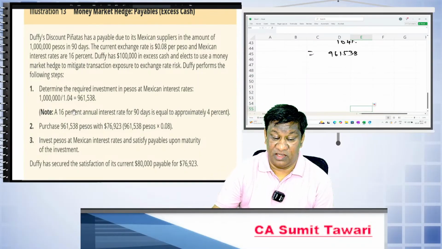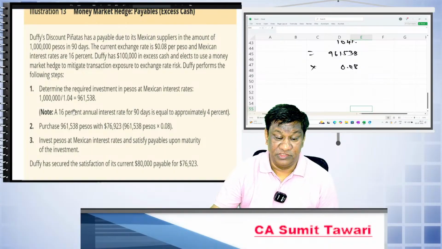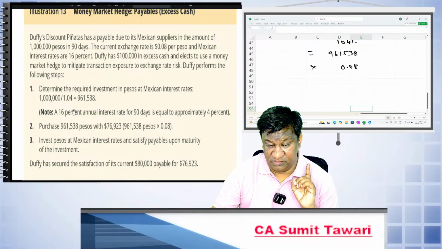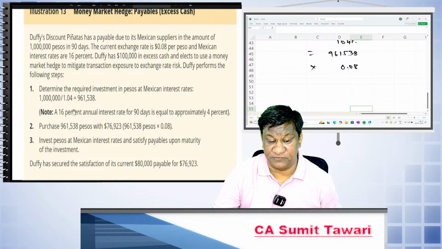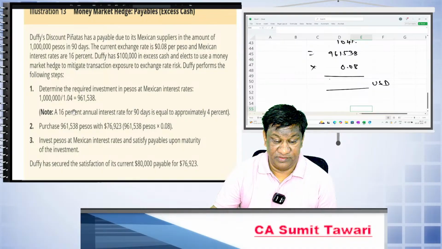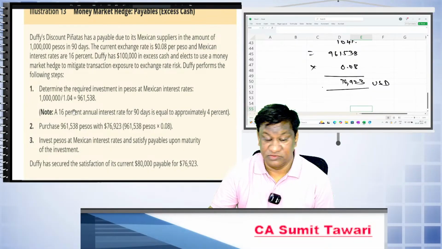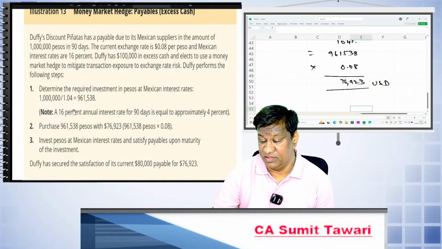Then how much US dollar do I need to spend to purchase 961,538 pesos? That is multiplied by the exchange rate 0.08. 1 peso is equal to 0.08 dollars, so 961,538 multiplied by 0.08 is the US dollar I need. Which comes to 76,923. Okay, so it is less than the 100K US dollars which is available.